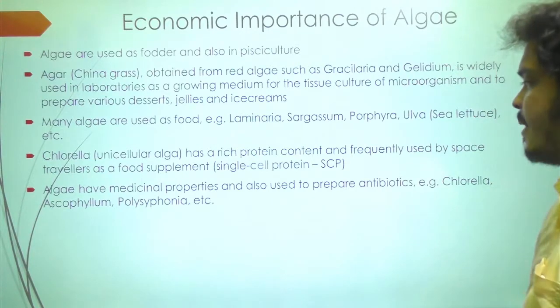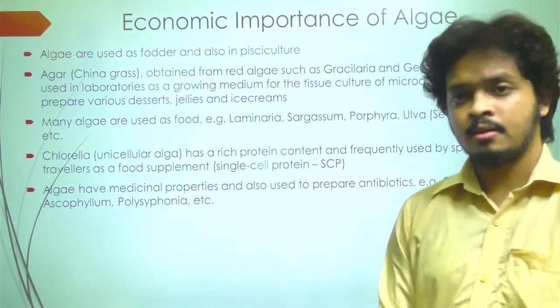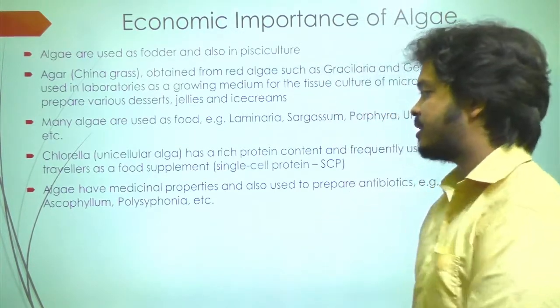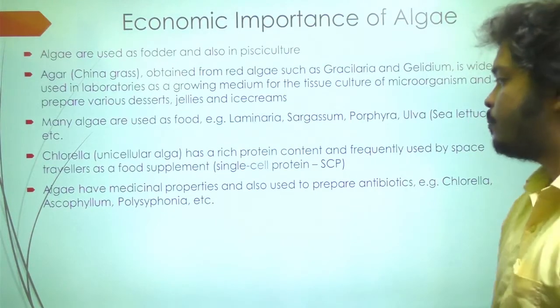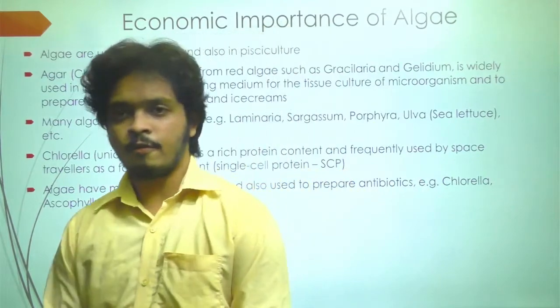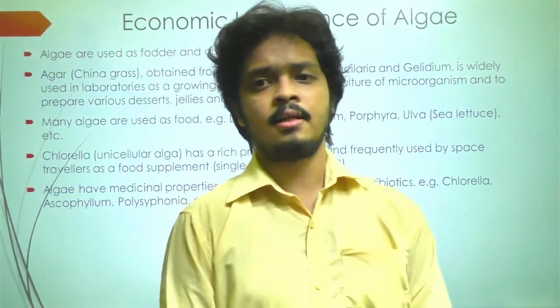Algae have medicinal properties and are also used to prepare antibiotics. So there is another use of algae. They have medicinal property, they can be used as antibiotics. Chlorella, Ascophyllum, Polysiphonia are the algae that are used for medicinal purposes. Basically they are used for making antibiotics. Is it clear?